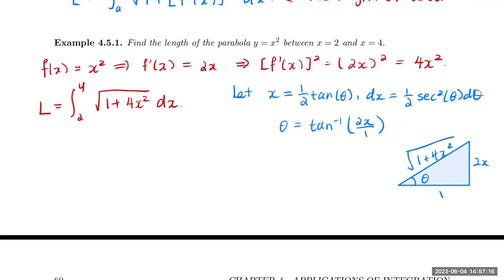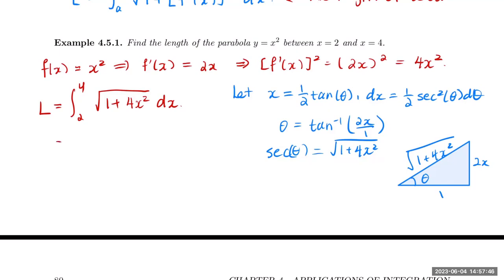Okay, so we could just go ahead and put that in. Because the secant theta here is just going to be equal to the square root of 1 plus 4x squared. So we could just go ahead and save some steps because the secant ratio is going to be the hypotenuse divided by the adjacent. So I could just go ahead and put this here. And then I'm just going to go ahead and substitute that in.